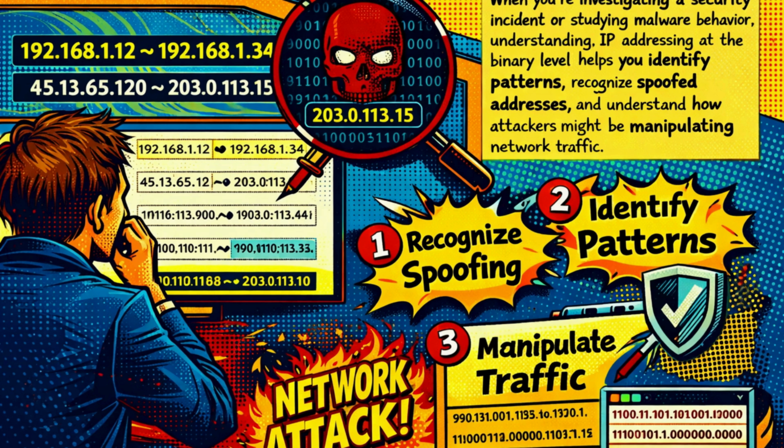Now we have binary shorthand with the CIDR notation. You'll often see IP addresses written with a slash and a number, like 192.168.1.0/24. This is called CIDR notation, which stands for classless interdomain routing. That number after the slash tells you how many bits are used for the network portion. In /24, the first 24 bits are the network identifier, which corresponds exactly to the subnet mask 255.255.255.0 because 255.255.255.0 has 24 ones followed by 8 zeros.